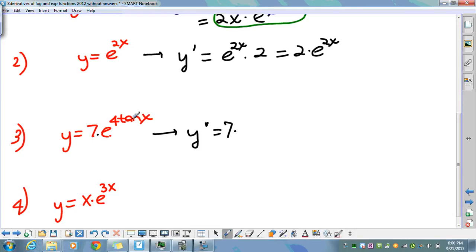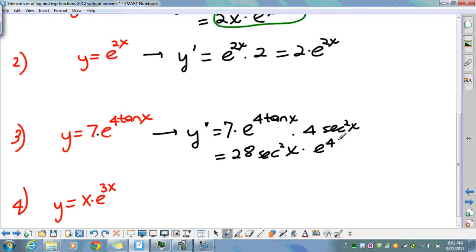Okay, think of this as e to the u, and the derivative will be e to the same power times the derivative of the power. And what is the derivative of 4 tangent x? It will be 4 secant squared of x. And 4 times 7 is 28. So bringing the 28 secant squared up front times e to the 4 tangent x.